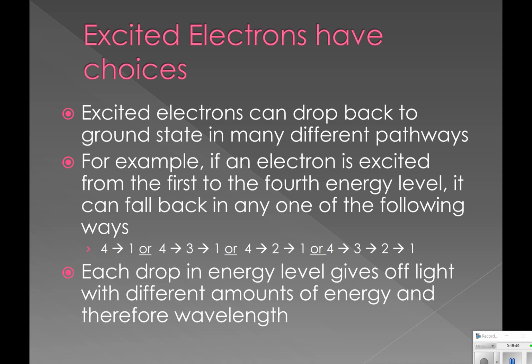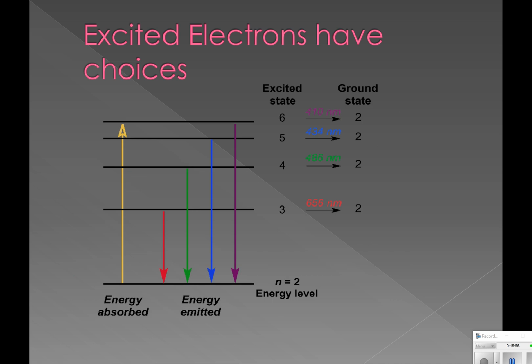Sometimes we'll see them, sometimes we won't. But we can take the transitions that we see in the visible spectrum and form what we call the bright line spectrum, which is specific to each individual element.